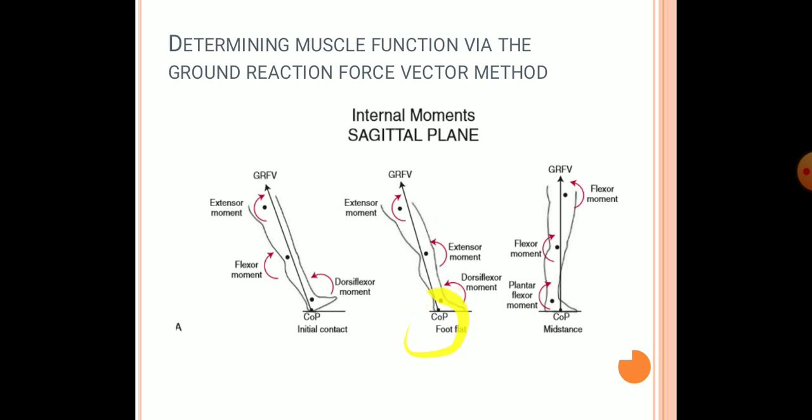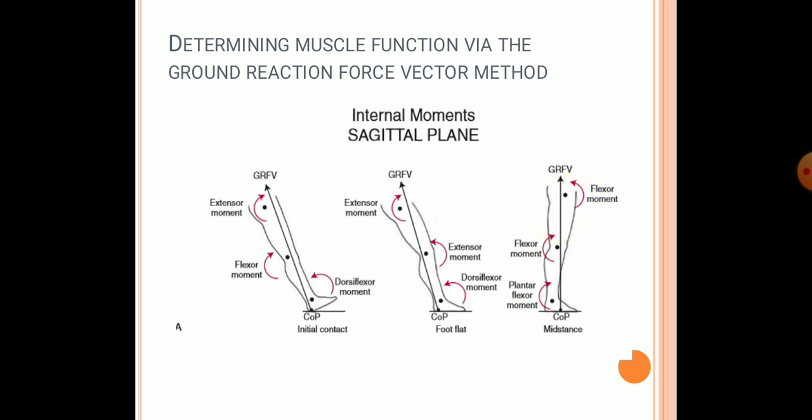That means in the ankle joint, there will be a dorsiflexor moment because the ground reaction forces are passing posterior to the ankle joint. And in the hip joint, there is an extensor moment which is mainly caused due to the anterior placement of ground reaction forces in the hip joint. And next, when it comes to the mid stance, it entirely changes. That means the center of pressure is almost in the center of the foot, and the ground reaction force is anterior to the ankle joint, anterior to the knee joint and posterior to the hip joint.